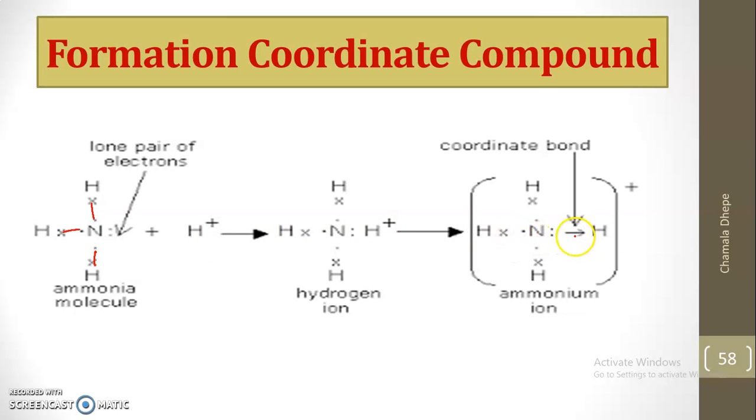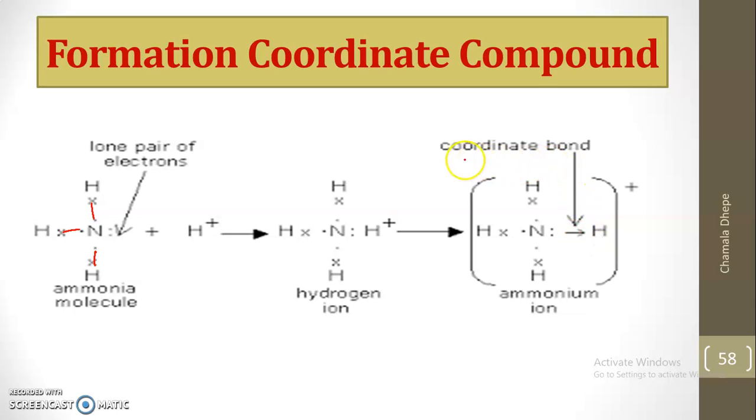See here. And how is it represented? It is represented by an arrow starting from the donor and ending towards the acceptor. Donor means which is going to share the electrons. Both the electrons are shared by that nitrogen only. Here hydrogen is not going to contribute any electron. So nitrogen is the donor and hydrogen is the acceptor.